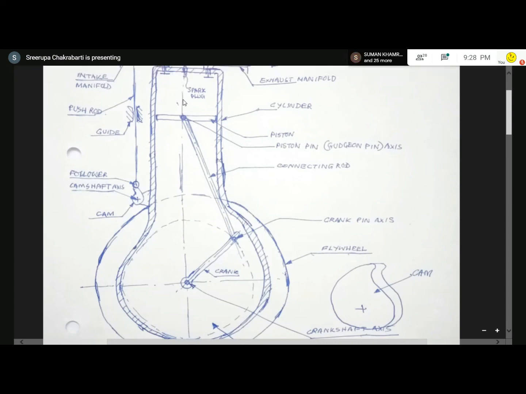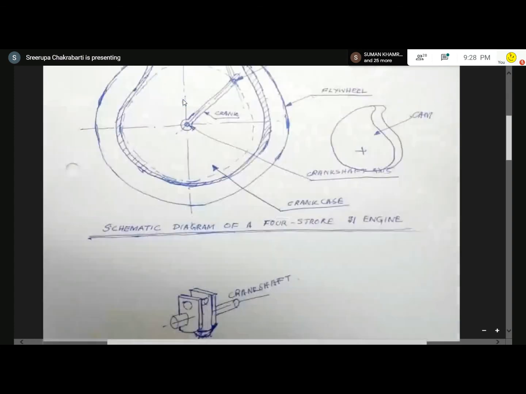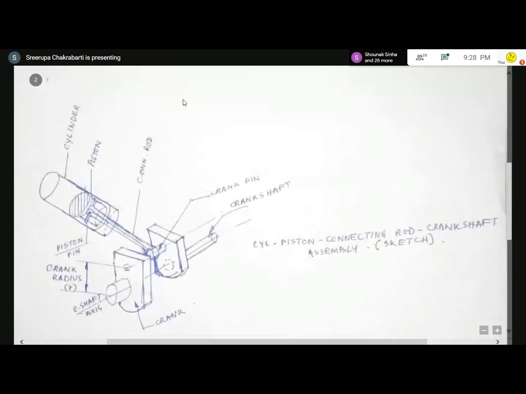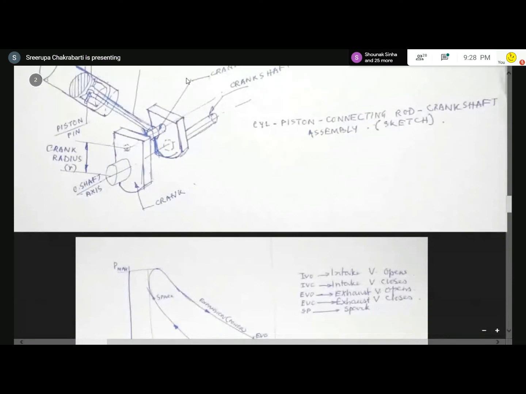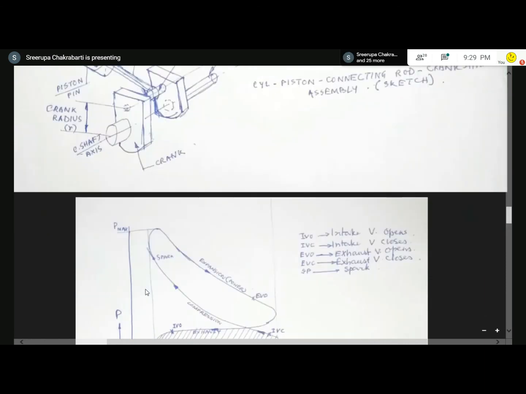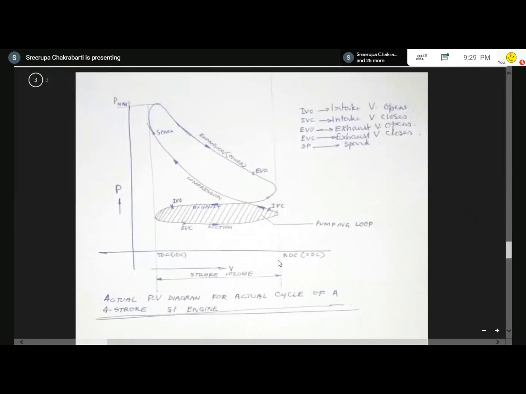By this diagram you can see that this point corresponds to the top dead center, but at top dead center the pressure is not maximum. Pressure becomes maximum only some degrees after the top dead center. This diagram is a PV diagram; you can also write it as a P theta diagram.